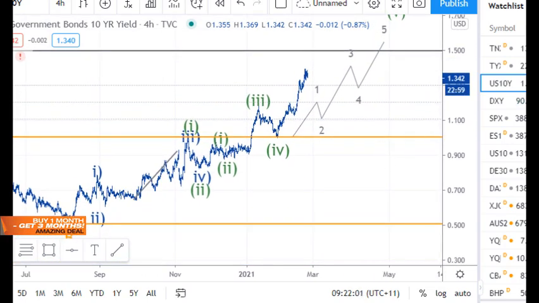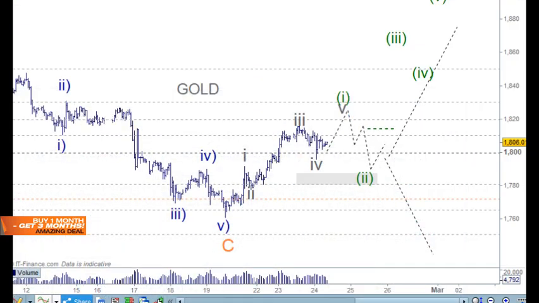Right, let's have a look at silver now. So with silver, I've been working two counts, as you know, one bullish and one bearish. So I think today we'll have a look at both of them.